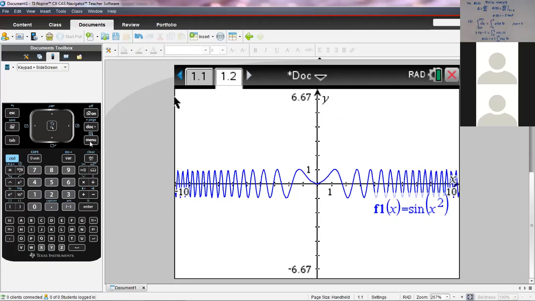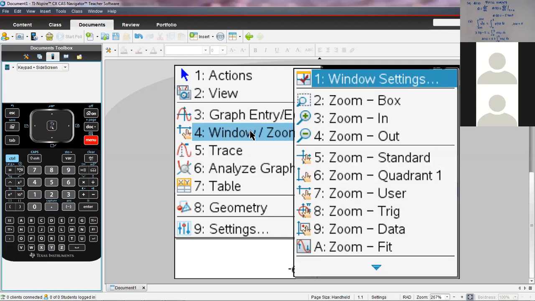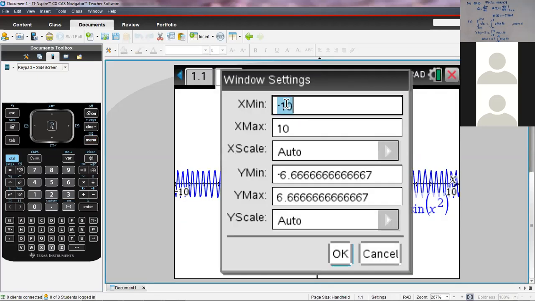Okay, let me just now open the menu, Windows Zoom, Windows settings. Let me just put the window. Let me just put here a negative, a 0. Let me just put a 0 here at the left of x.